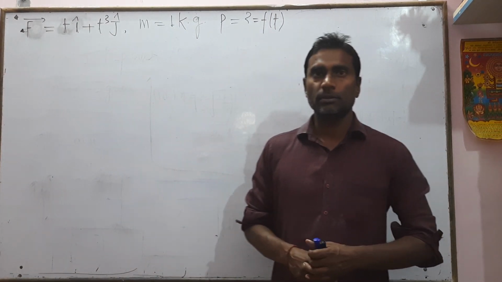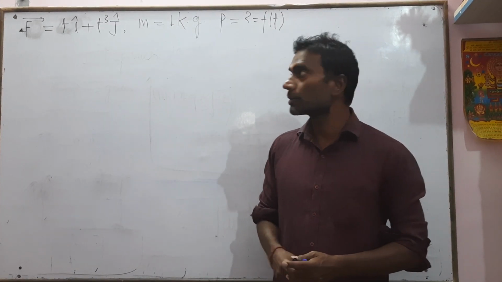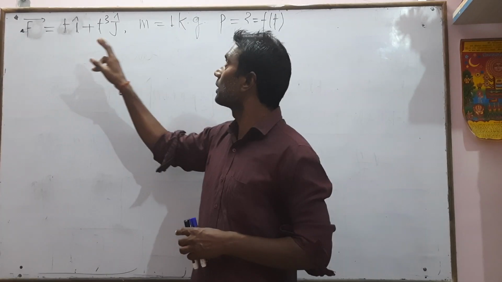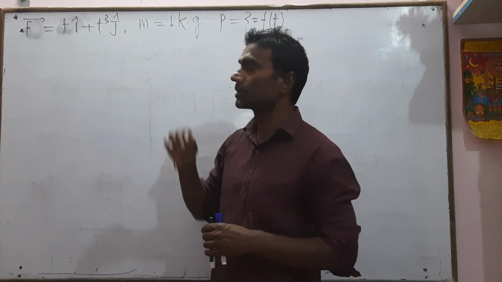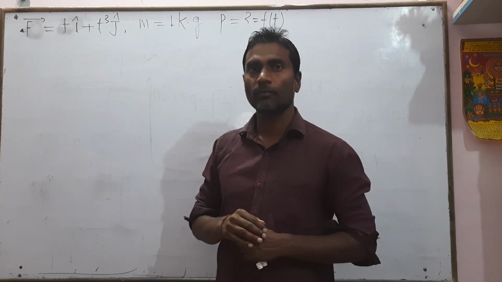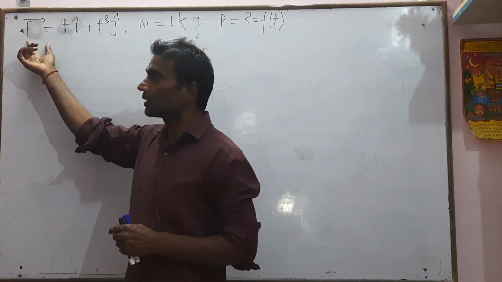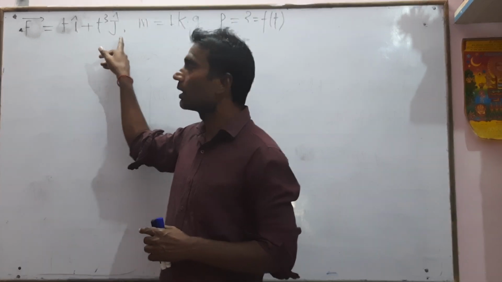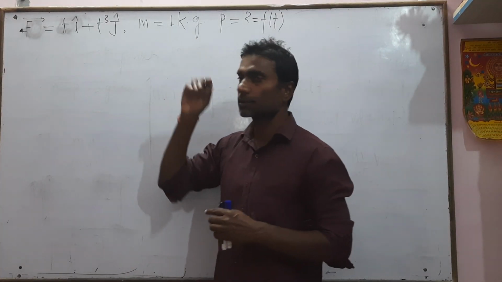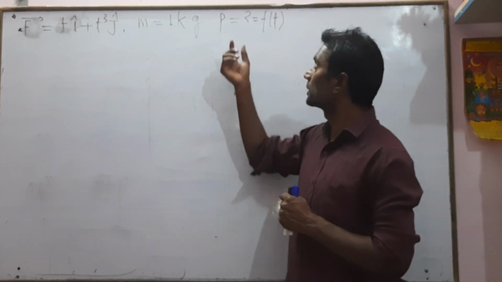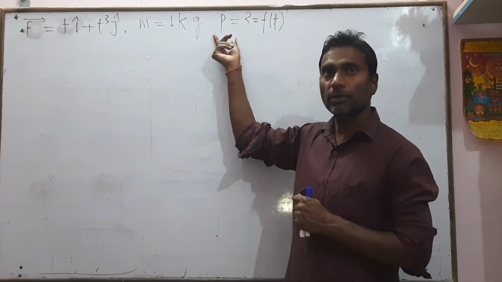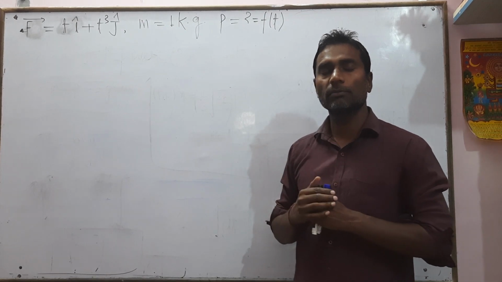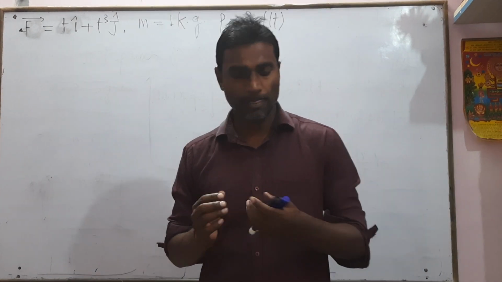Hello everyone. Another question on work, power and energy. The force F is given and the mass m is given. Here force F is variable because it is a function of time, and mass m equals 1 kg, which is constant. Then we have to calculate the value of power as a function of time.